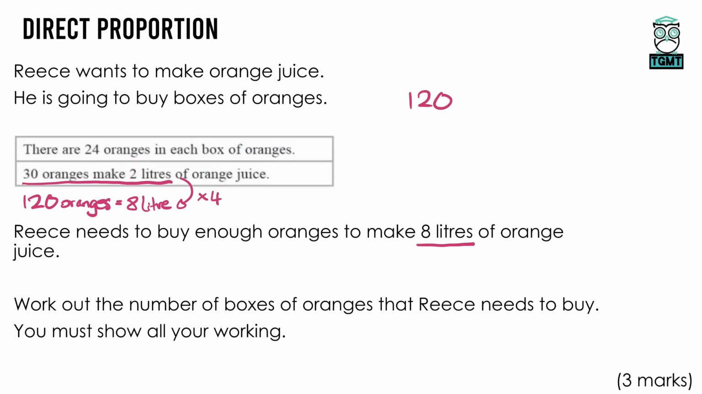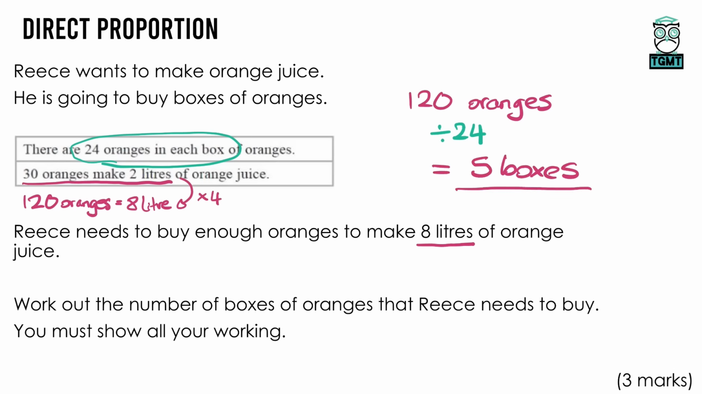We just need to now know, if we need 120 oranges, how many of the boxes we need to buy. Now it says that there are 24 oranges in each box. So if we want to know how many boxes we need, we'll divide by 24 oranges to see how many boxes we're going to need to fit into 120. 120 divided by 24 gives us 5 boxes. And there we go, 5 boxes would be our final answer, and that's just a bit of direct proportion.